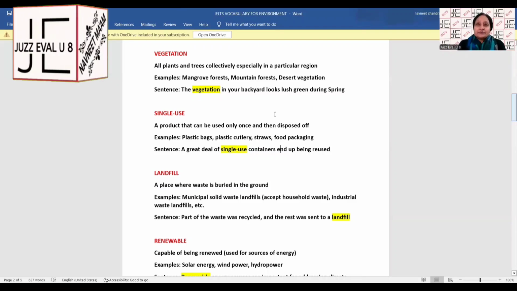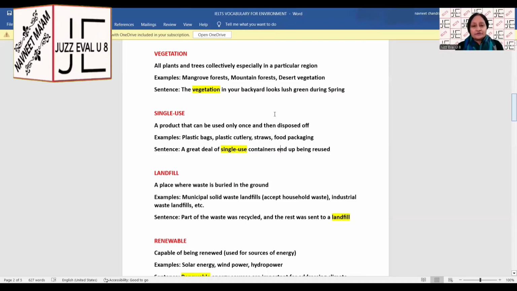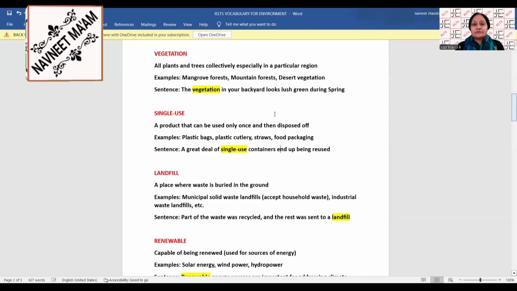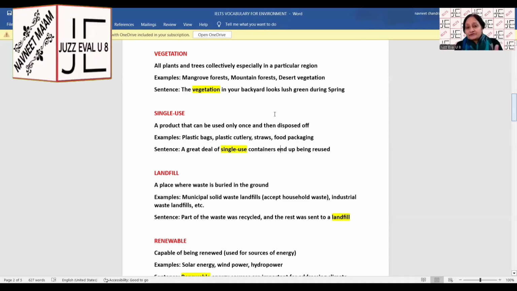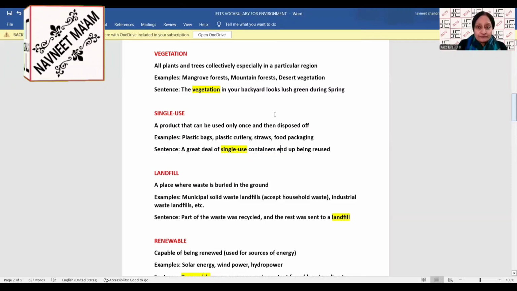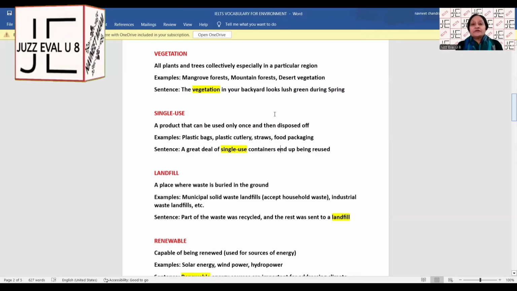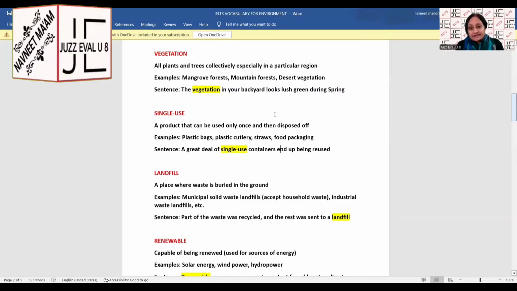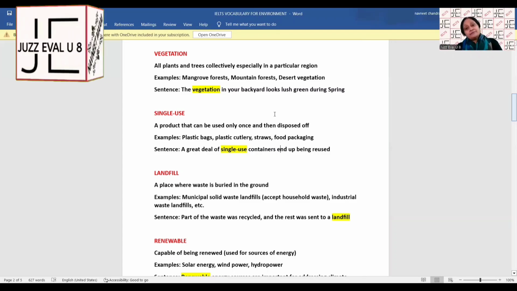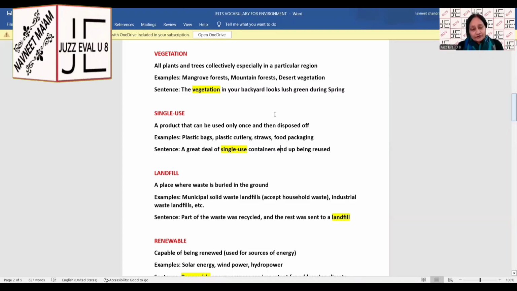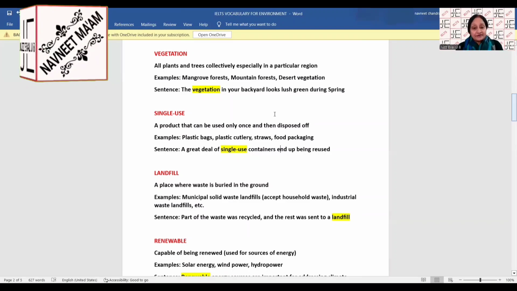Next is single use. Single use means use it only once and then dispose of it. So examples are plastic bags, straws, then packaging of food. That's not supposed to be used again. Sentence: a great deal of single use containers end up being reused. So it does happen.